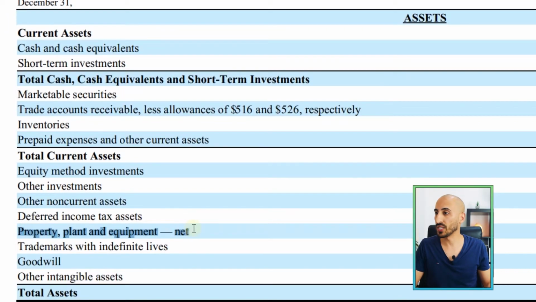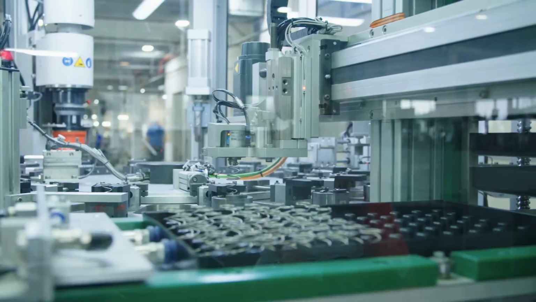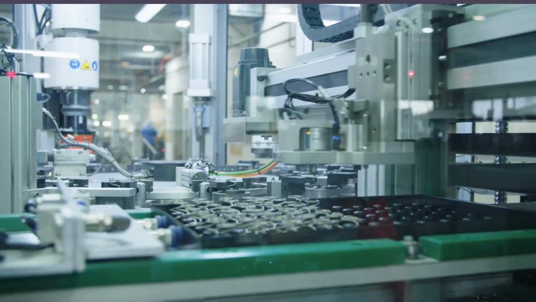Now let's see property, plant and equipment. For Buffett, not having them can be a good thing. Companies that don't have a durable competitive advantage often face constant competition, and that means that they have to update their plants and equipment really often in order to stay competitive.